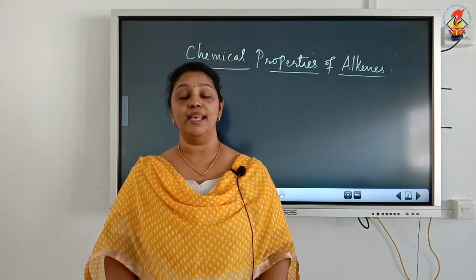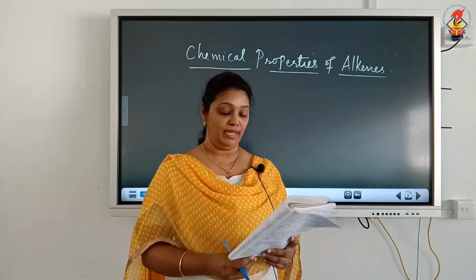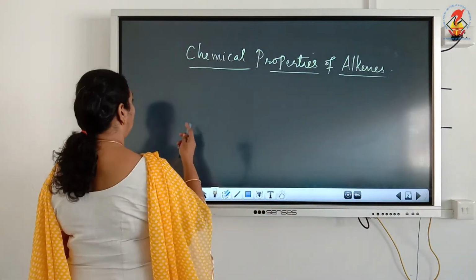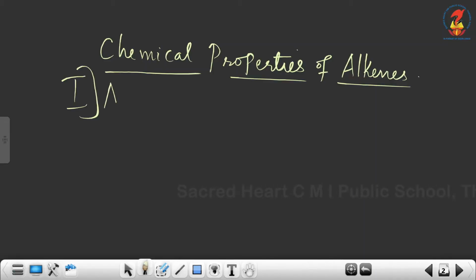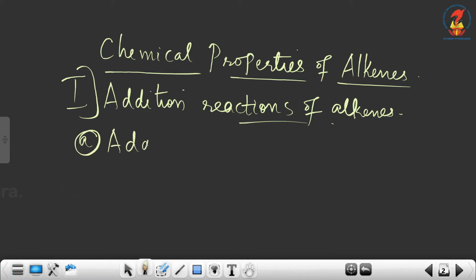So, let us see examples for the addition reactions of alkenes. First chemical property is addition reactions of alkenes. Now, under addition reactions, first let's see the addition of dihydrogen.